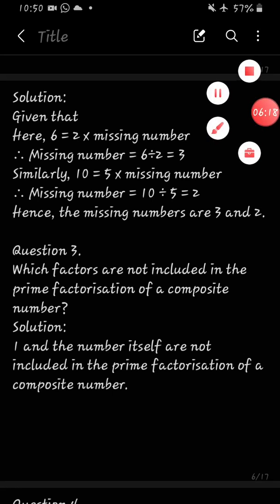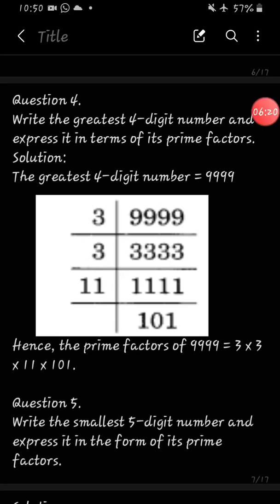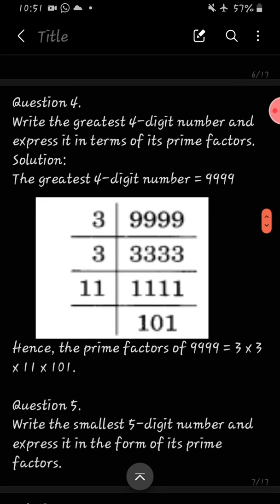Next move to question number 4. So the question is here: write the greatest 4-digit number and express it in terms of its prime factors. Okay, so the greatest 4-digit number we all know, that is 9999. So we are finding the prime factors now, starting with the smallest prime number 2, but since 9999 is an odd number, it is not divisible by 2. So we have started with 3. So directly it is divisible.